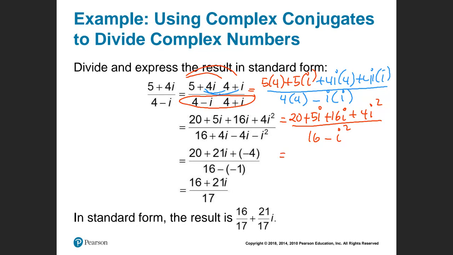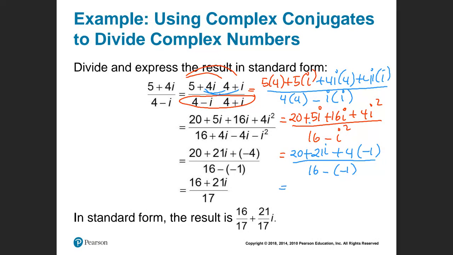Now remember like terms, 5i and 16i. So the answer is 20 plus 21i, plus 4i squared, and i squared changes to negative 1. On the bottom, 16 minus i squared, and i squared is negative 1. Our goal is to get a real number.